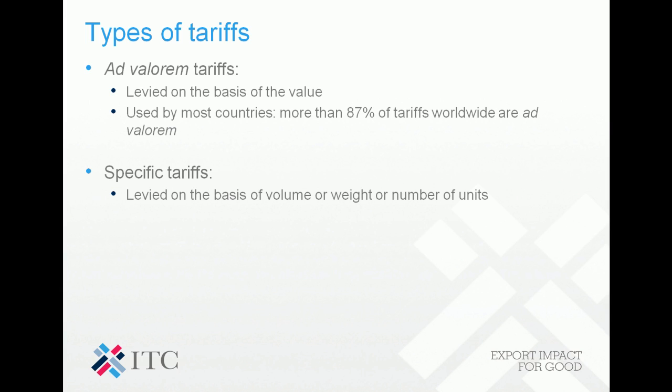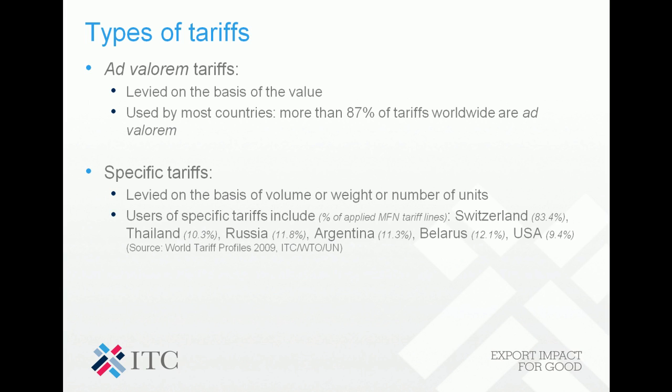In addition to ad valorem tariffs, there are also specific tariffs used that are not levied on the basis of the price, but on the volume, weight, or number of units of the product. The country most using specific tariffs is Switzerland, where more than 80% of all applied most favored nation tariff lines are specific tariffs. For Thailand, Russia, Argentina, Belarus, and the United States of America, the shares are around 10%.